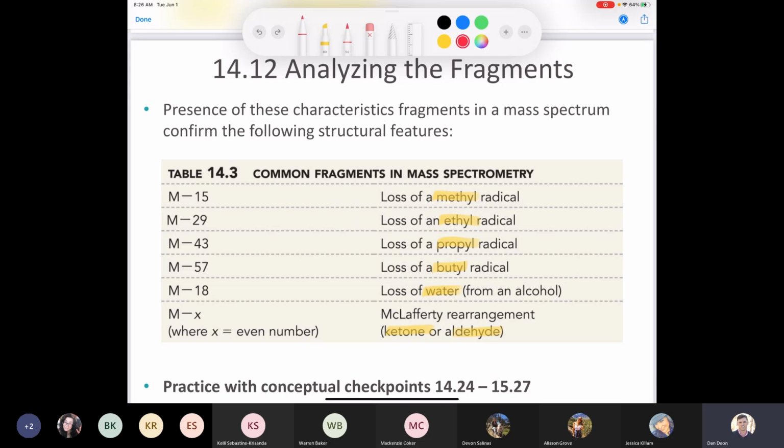And so you're going to do the exact same thing. You're going to have all of these concepts and fragments memorized. When you look at enough practice problems, they just sink into your head after a while. 15 is a methyl, 29 is an ethyl, 43 is a propyl, and so on. McLafferty rearrangement: if you look for some kind of even mass that's been lost, you'll say, hey, it's probably an aldehyde or a ketone.